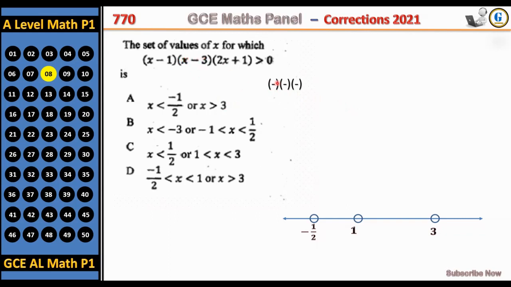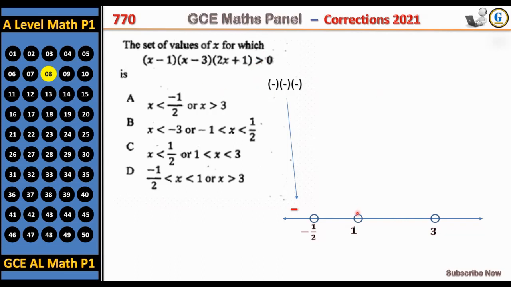Minus 1 minus 3 also gives us a negative number. And here 2 times minus 1 plus 1 is still negative. So it's negative times negative times negative. And what is the product? The product will be equal to negative. So you can already see that this region below minus a half does not satisfy, because the product of all of these should be greater than 0. And anything that is negative is not greater than 0.